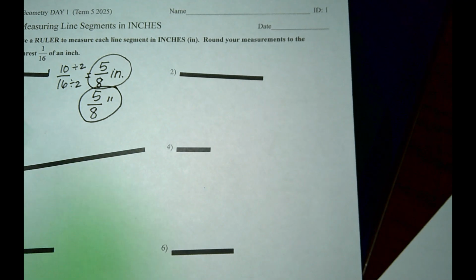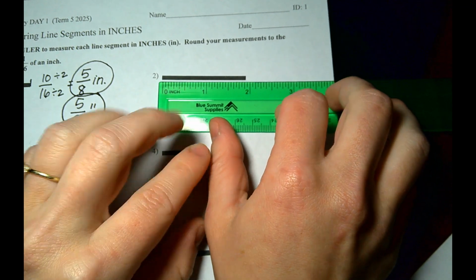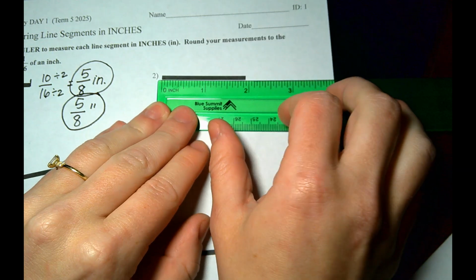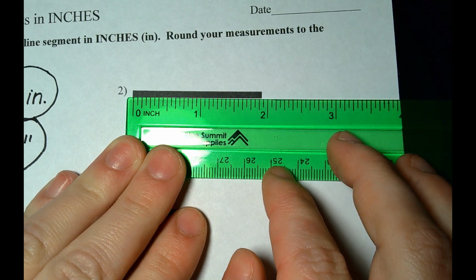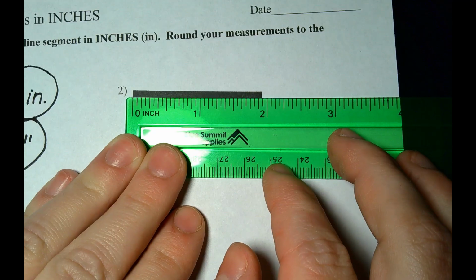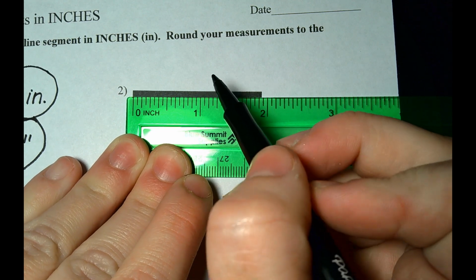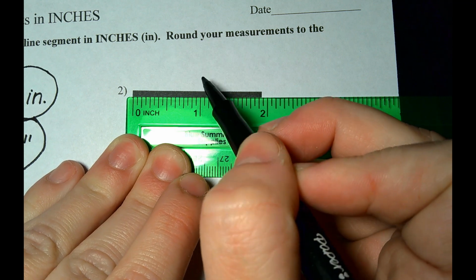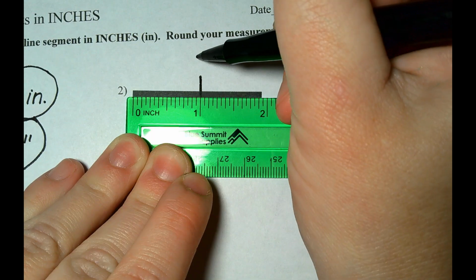Okay, so let's go ahead and take a look at number 2. We're going to make sure we're on inches again. I'm going to line it up. Now, number 2 is a little different because we have more than 1 inch. So here's what I like to do when we have more than 1 inch, and I know that we need to include it. Right where I am touching 1 on my ruler, mark that. Here's 1.